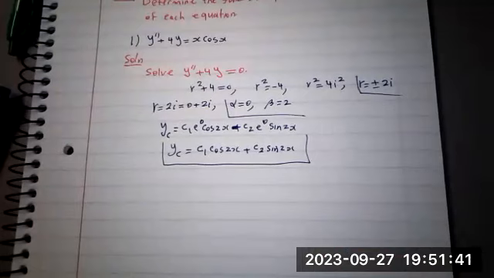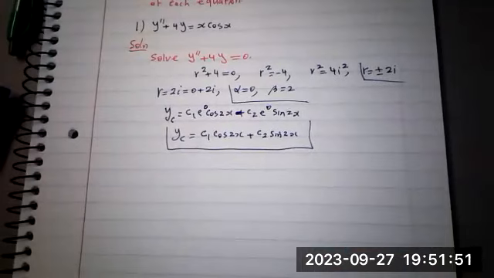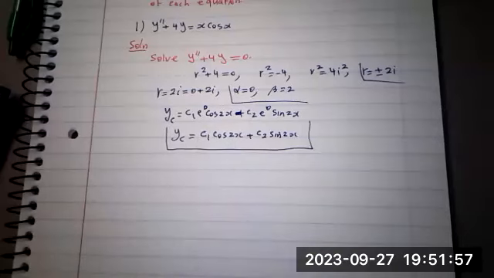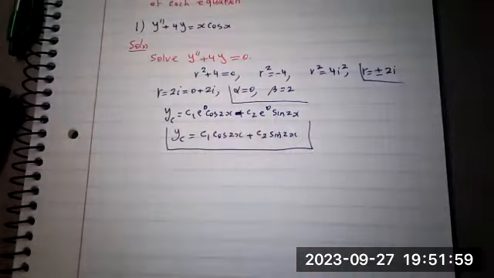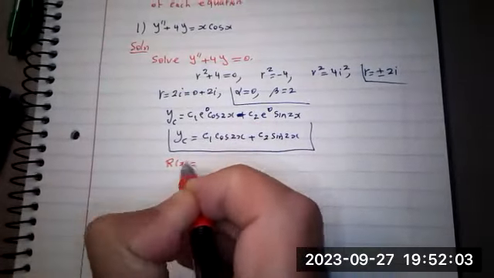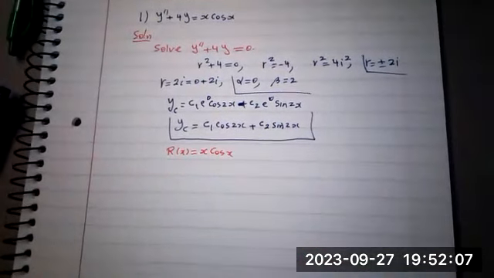Okay, so we found the yc. Yes, what's the question? So this is not a repeated solution, right? We check to see if it's going to be a repeated solution. Yeah, you have to check it first. Let's write it down, we check. Okay, so we are going to identify the yp. What's going to be your R of x? R of x is equal to x cosine of x.